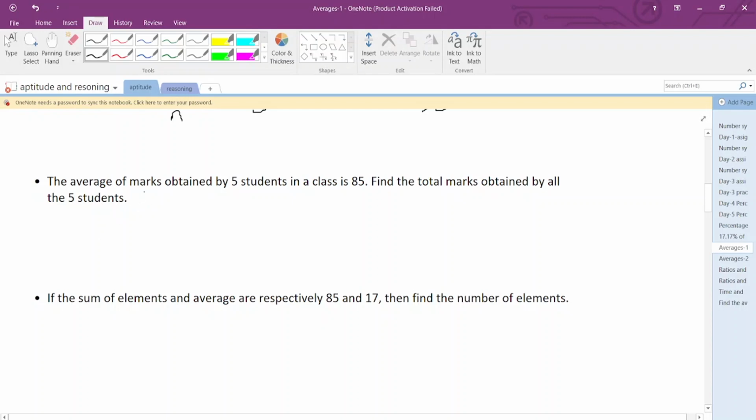So now let's solve the second question. Next question: the average marks obtained by 5 students in a class is 85. Find the total marks obtained by all 5 students. Here, see, he asked for total marks, but he did not ask for the average. But we know the formula: average is equal to sum of items by total number of items. But what is he asking us to find out? He asked us to find out the total marks, right?